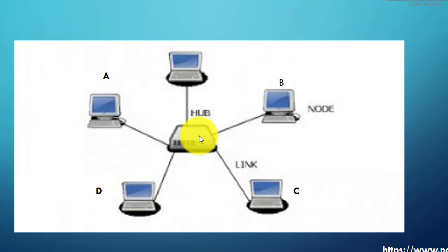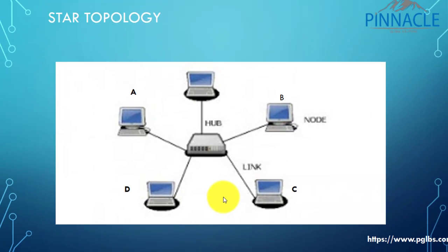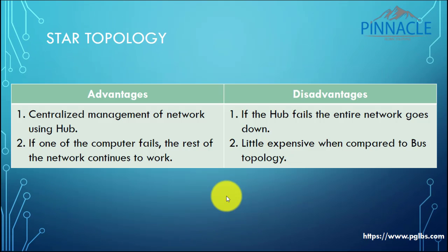Now in this case, what happens is if the connection between computer A to the hub is actually disconnected, still the entire network doesn't fail because only this connection will be hampered, but other computers will still be able to communicate with each other. So this kind of topology is called as a star topology. Now what are the advantages of star topology? It has got the centralized management of network using a hub. So hub is a central device which basically connects all the systems together.